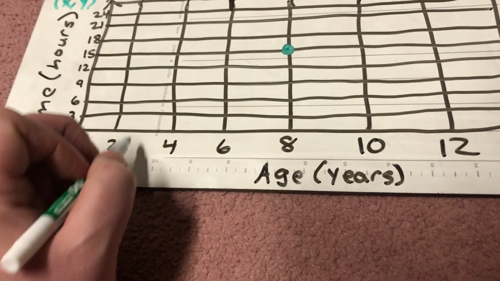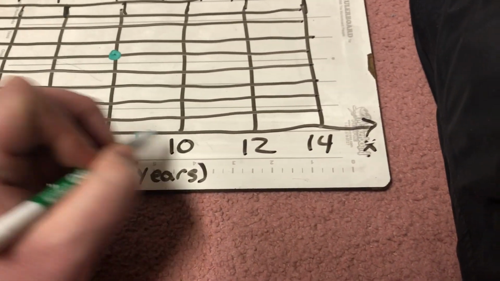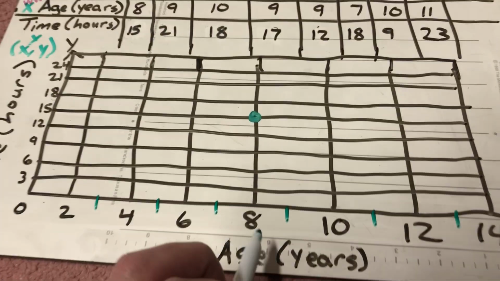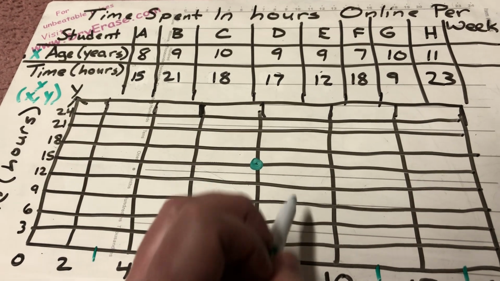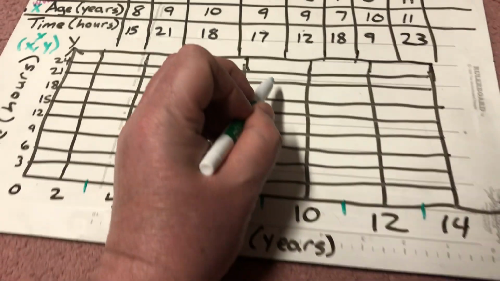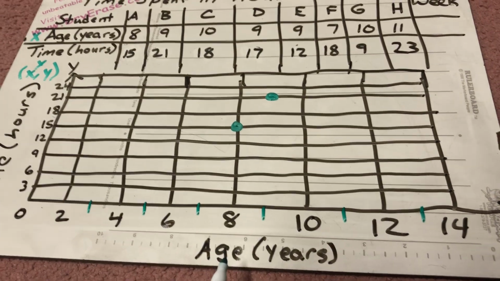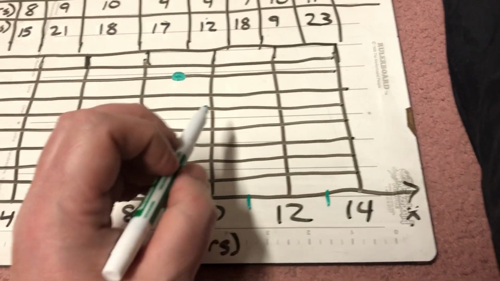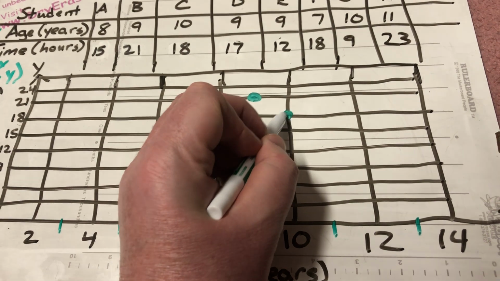In fact, if you want to, you can even put little indicators between them to show that those are the numbers in between. So we know that 9 is between 8 and 10. It's 9, 21. So we're going to go up to 9. 21 is right there. So that's another point. Then we have 10, 18 is our next one. So 10, looks like 18 is right there. So that is going to go right on a point.